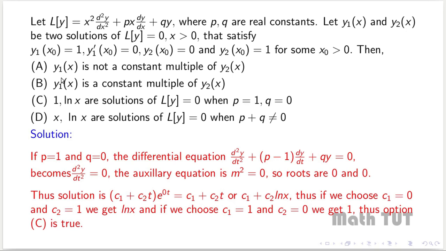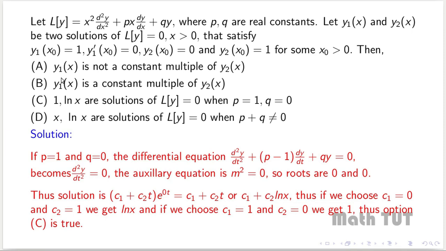And if you take back our substitution, x equal to e power t, what we get is the solution c1 plus c2 ln x. So if we choose c1 to be 0 and c2 to be 1, we basically get ln x as a solution, and if we choose c1 to be 1 and c2 to be 0, we get 1 as a solution. Thus option C is actually a true statement.